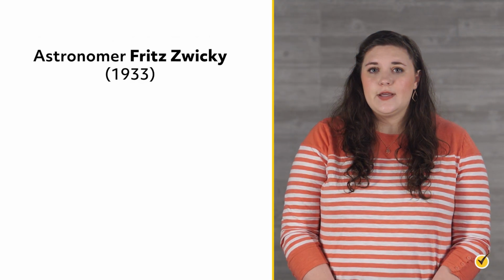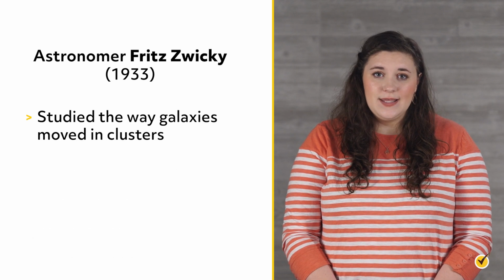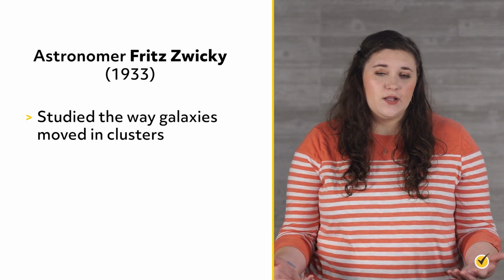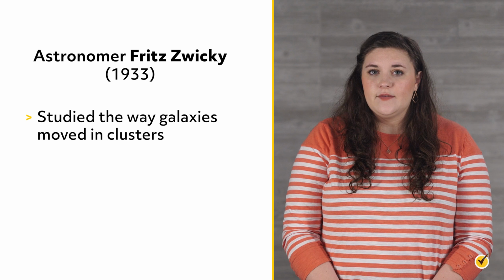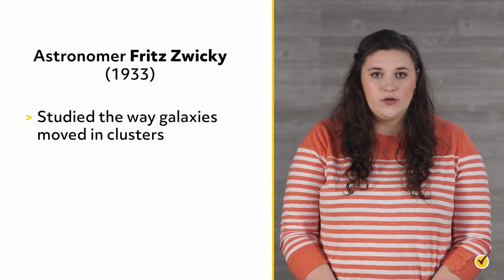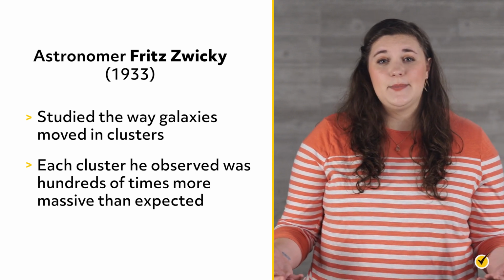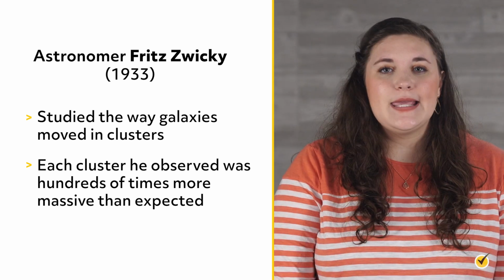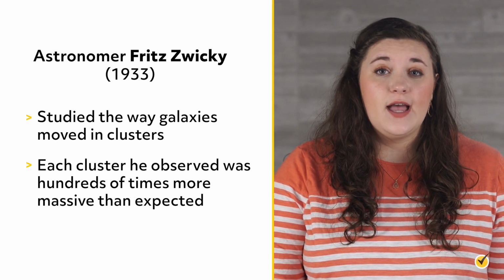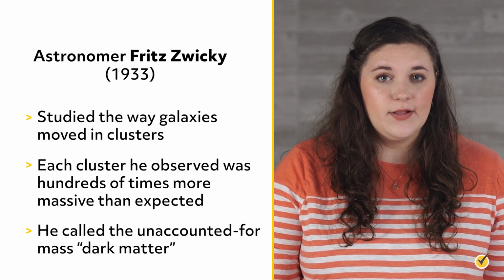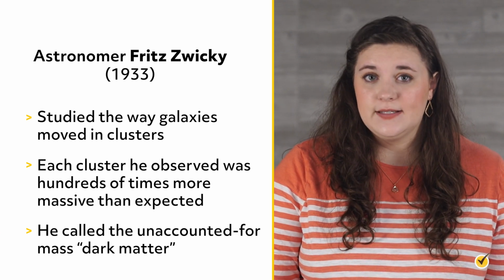In 1933, astronomer Fritz Zwicky was studying the way galaxies moved in clusters. He used the orbits of galaxies to determine the mass of their clusters. He found that each cluster he observed was hundreds of times more massive than expected. Zwicky's findings seemed to indicate that there is unaccounted for mass in galaxy clusters, and he called this missing mass dark matter. At the time, many astronomers questioned his methods and conclusions, so Zwicky's research went ignored for several decades.